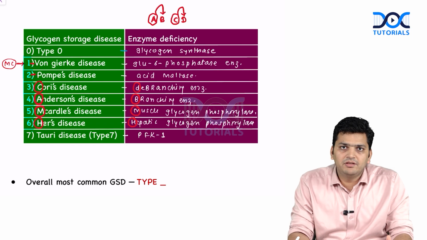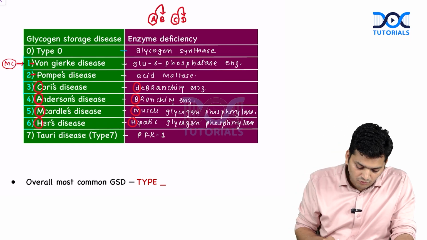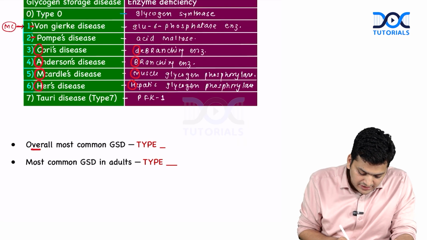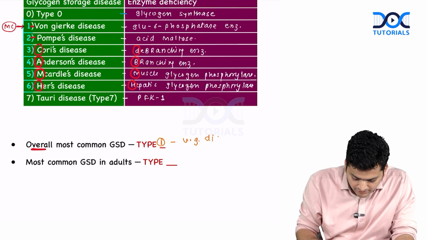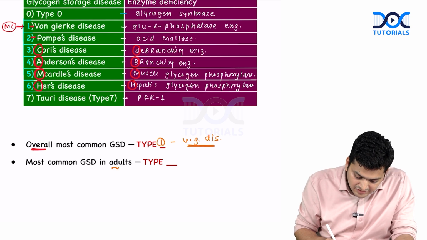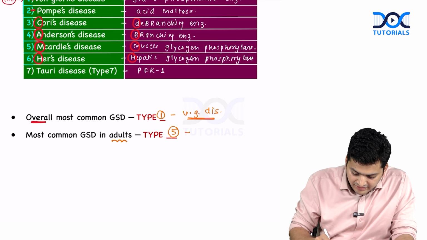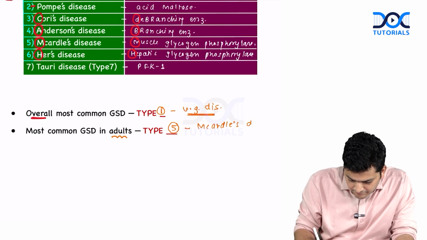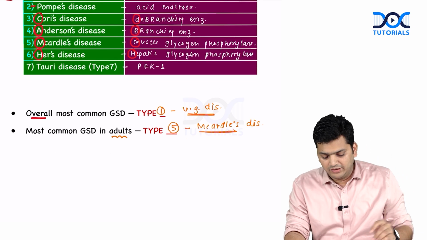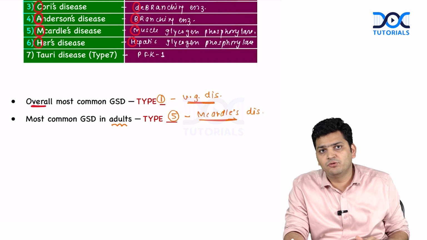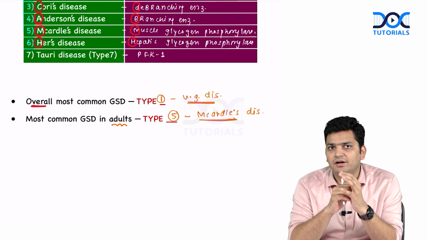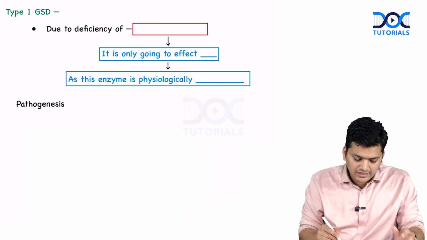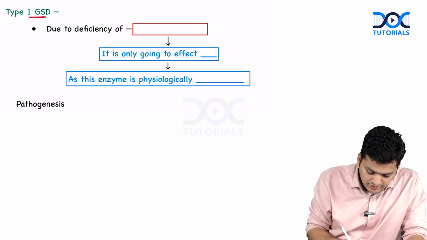Now once we have remembered the name of the enzyme, then we have to see how these patients are going to present to us. Overall, the most common glycogen storage disease is type 1, that is the von Gierke disease. And particularly in adults, the most common is type 5, that is the McArdle disease. Okay, so now we are going to see how these patients are going to present. The clinical features are particularly important for von Gierke and McArdle. Starting with the first one, type 1 glycogen storage disease, called von Gierke disease.